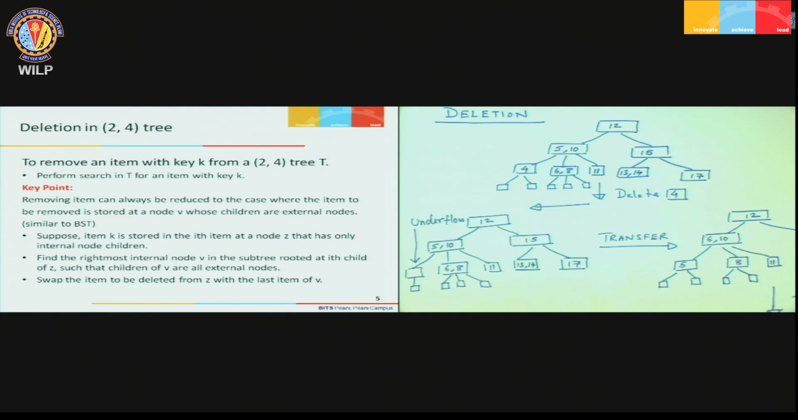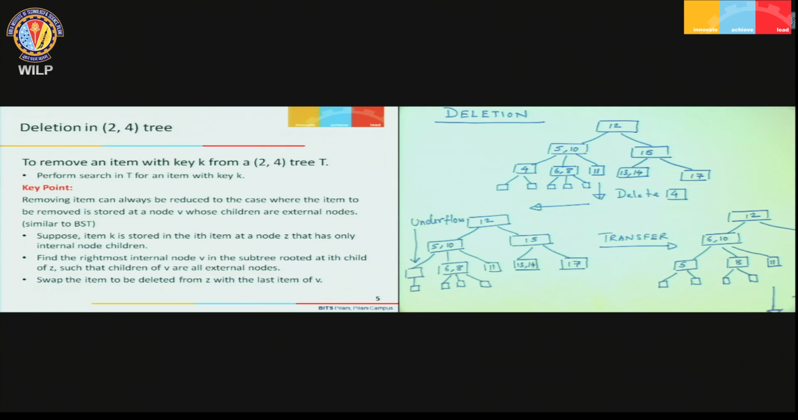Otherwise, you have to find the successor of the key that you want to delete and deal with the successor. So, removing an item can always be reduced to the case where the item to be removed is stored at a node V whose children are external nodes. Like in a binary search tree, this can be done by a procedure similar to finding a successor in a binary search tree.